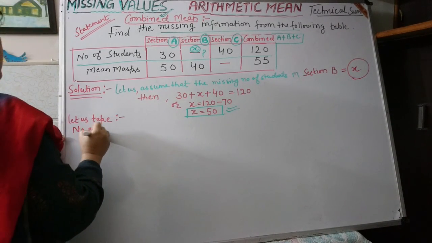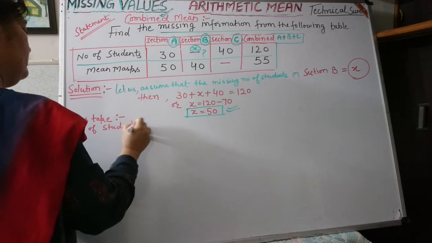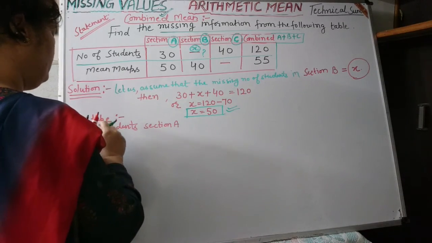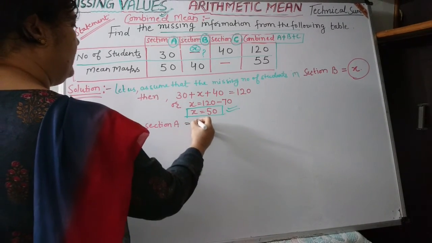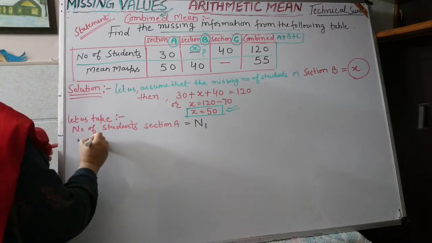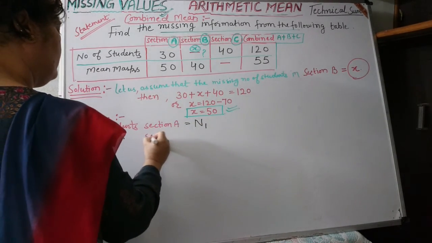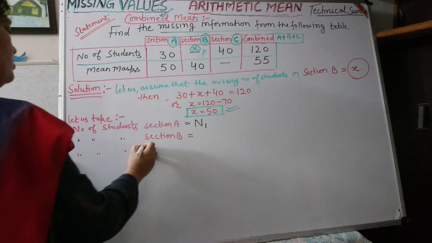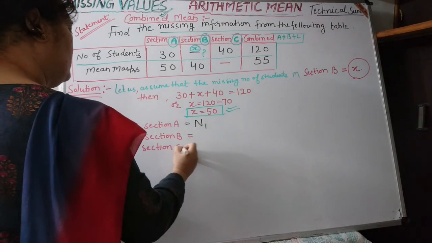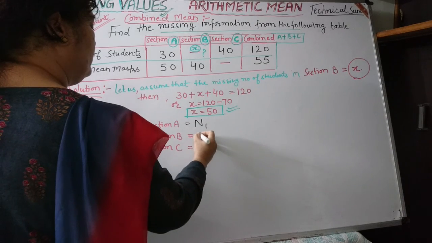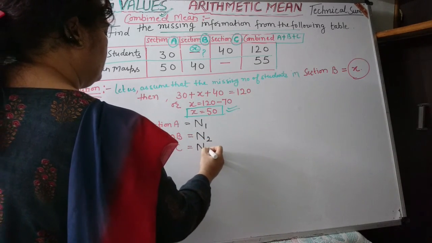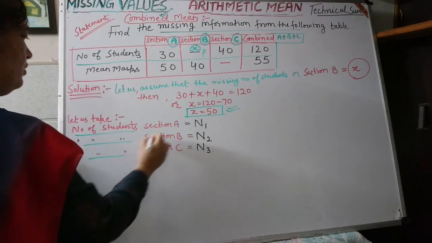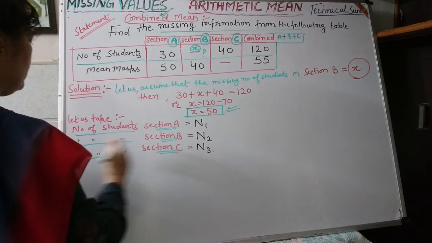And now let us take the number of students in section A, which will be written as n1. Then the number of students of section B will be written as n2. Then the number of students of section C will be written as n3. These are the numbers of students of section A, section B, and section C.